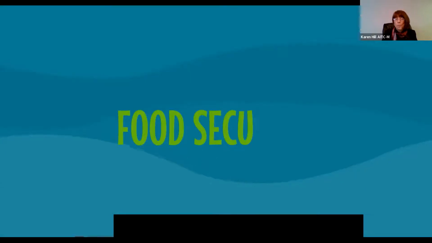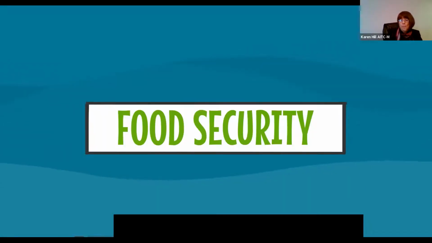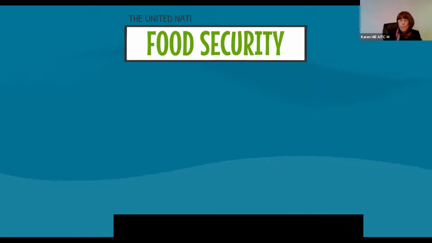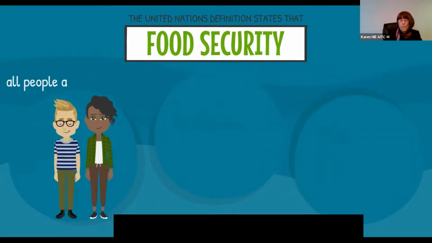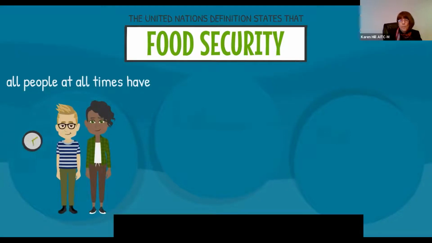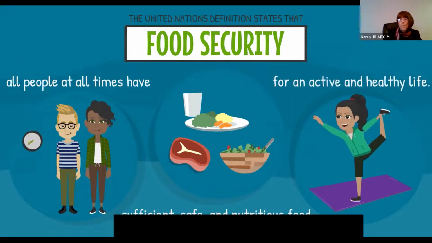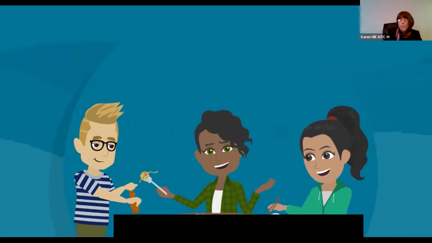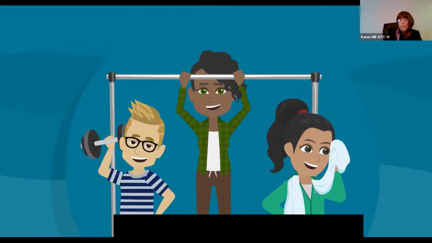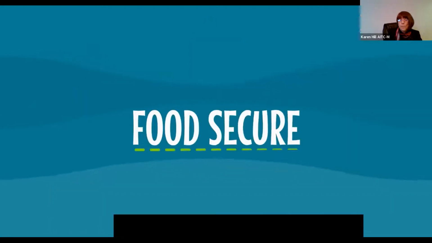Food security is very important, but what does it mean? The United Nations definition states that food security exists when all people, at all times, have physical, social, and economic access to sufficient, safe, and nutritious food to meet dietary needs for an active and healthy life. If you eat enough healthy food every day to lead an active, healthy life, you are food secure.